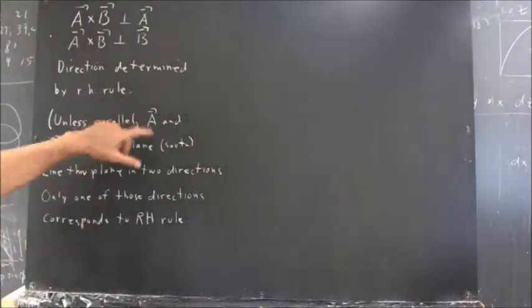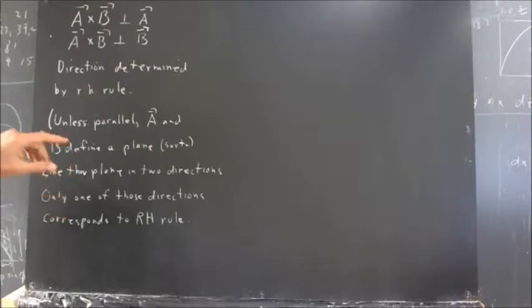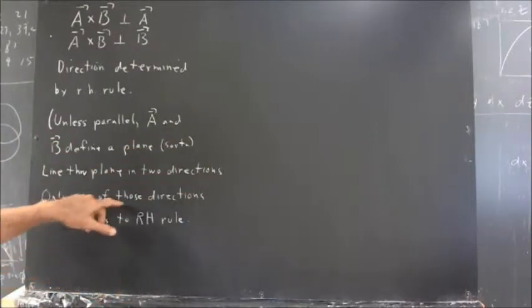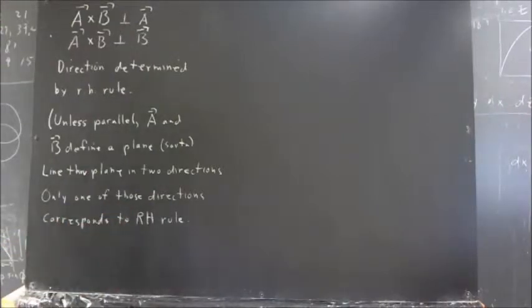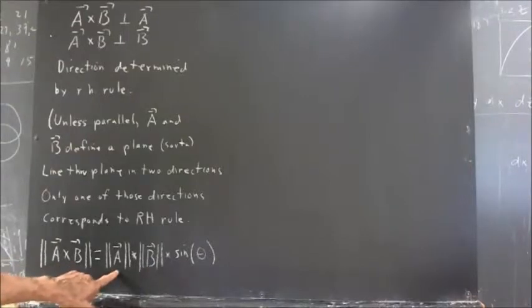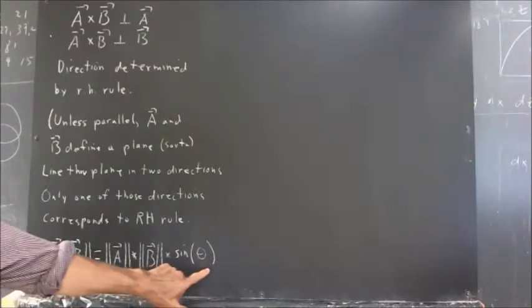So unless they're parallel, any vectors A and B will define a plane, and the line through the plane could be in either of two directions, and the right hand rule selects the correct direction. Another thing that would be fairly easy but extremely messy to prove is that the magnitude of the cross product is equal to the magnitude of A multiplied by the magnitude of B multiplied by the sine of theta.